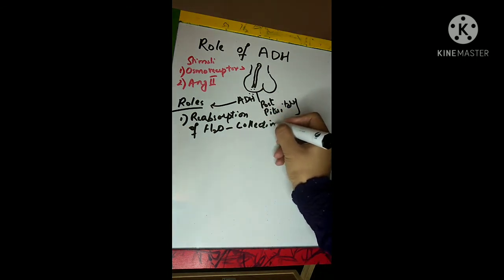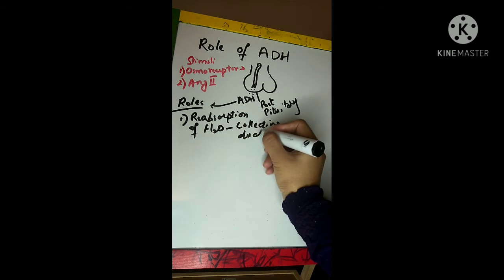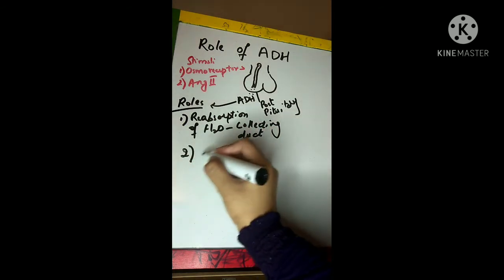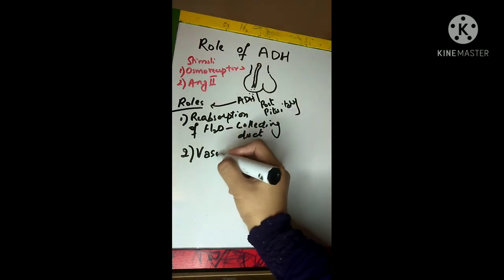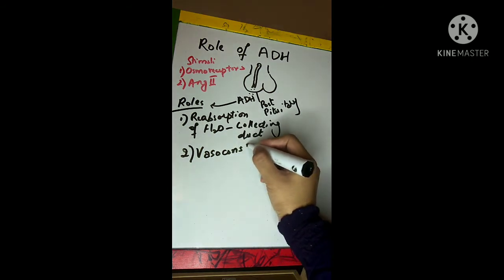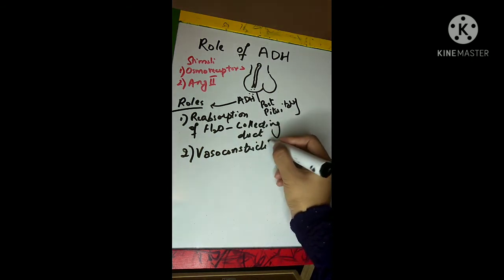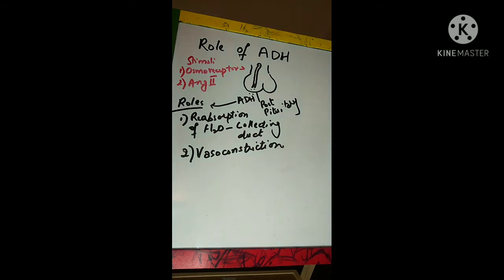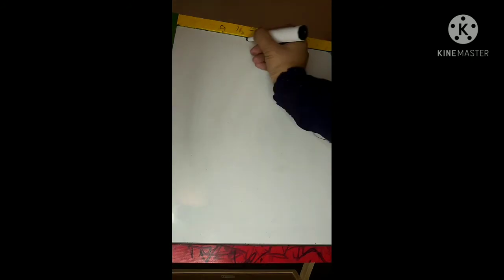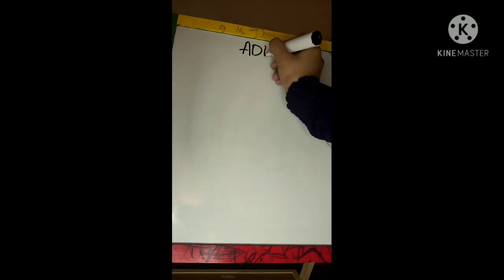There are two roles of ADH, as I already told you. First, it causes the reabsorption of water, mainly from the collecting duct. We will discuss how it does so in a few minutes. And the second function is vasoconstriction. It acts on the blood vessels and causes vasoconstriction. So when there is an increased amount of ADH, this vasoconstriction function is available.